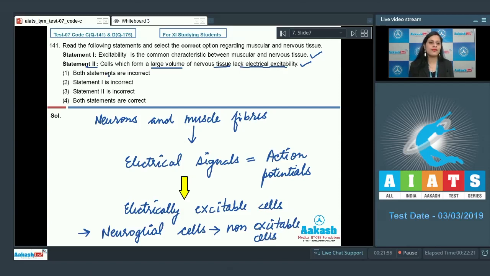Let's discuss the options. The very first option given is both statements are incorrect, and this is an incorrect option. Statement 1 is incorrect. This is an incorrect option. Statement 2 is incorrect. This is also an incorrect option, and both statements are correct. And as it is a correct option, this is the correct answer to our question. So the correct answer is option number 4. Let's discuss our next question.